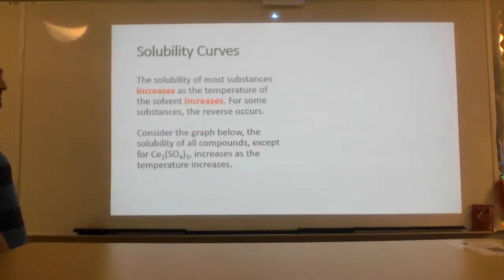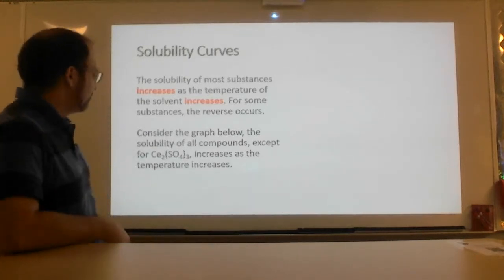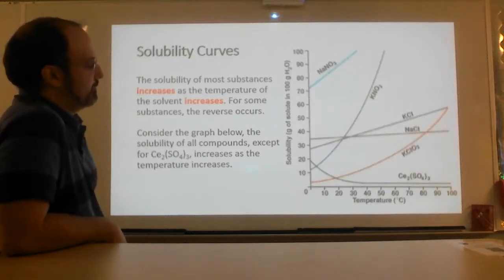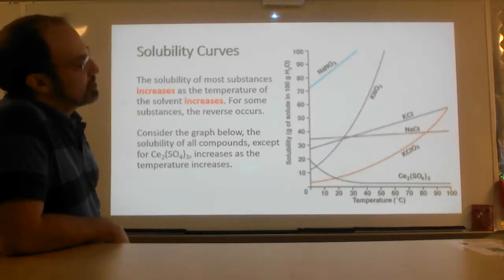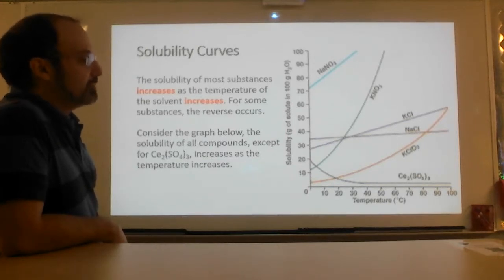Consider the graph below. The solubility of all compounds except for Ce2(SO4)3 increases as the temperature increases. So there it is. It's not below for me. It's on the right. But you'll see that everything is going up. Some of them are going up as straight lines. Some of them are going up as curved lines. But one of them goes down.